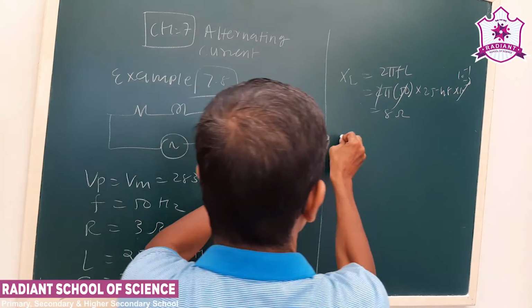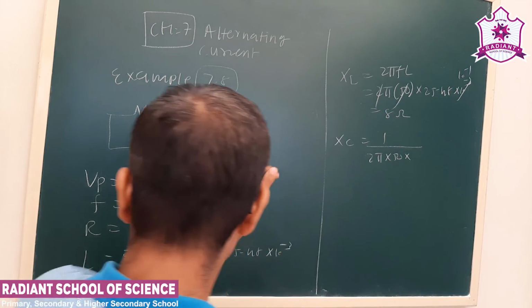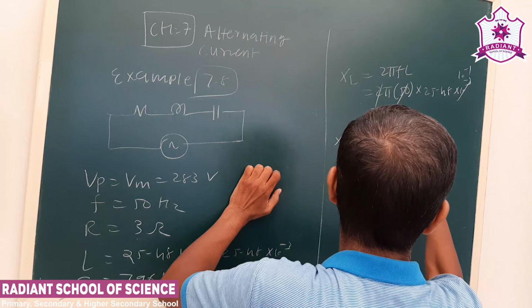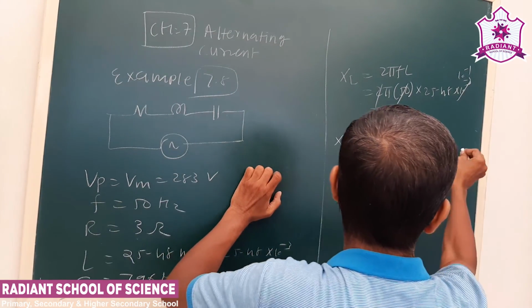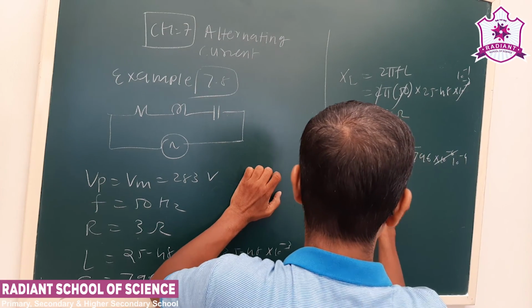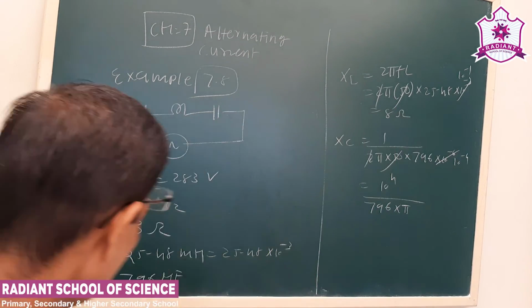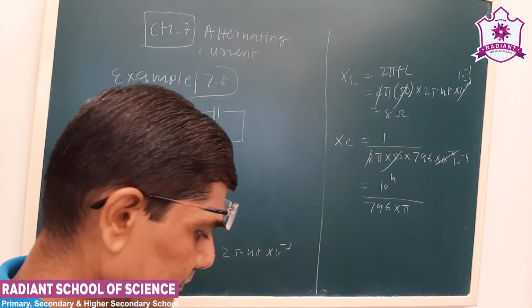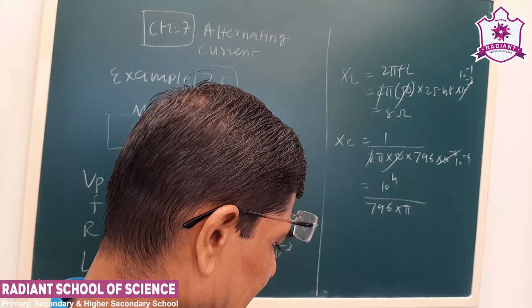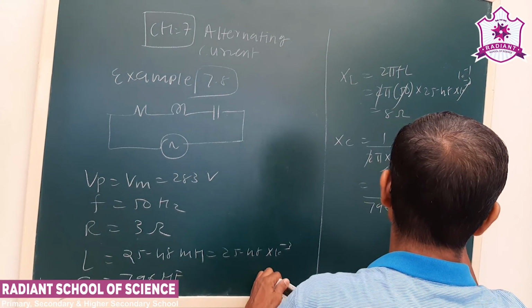Okay, XC is 1 upon 2 pi F C, 2 pi F is 50, and C is 796. Again you can cancel this. This will move to the denominator. So if you calculate, this is 10,000 divided by 796 divided by 3.14. We will get this as 4.